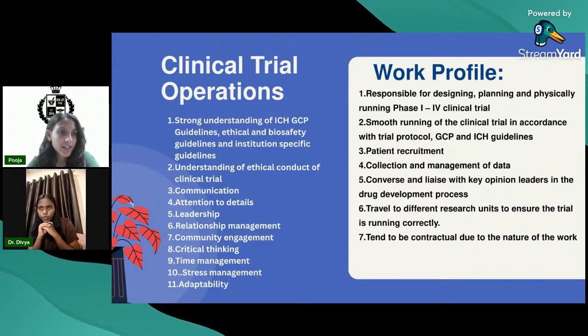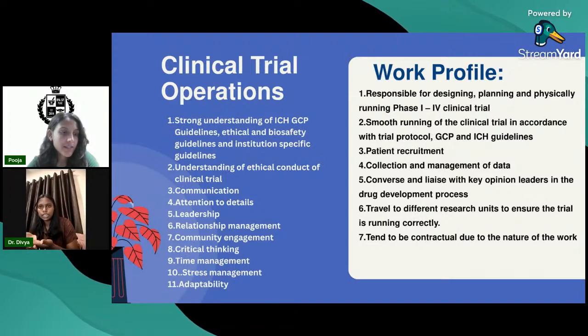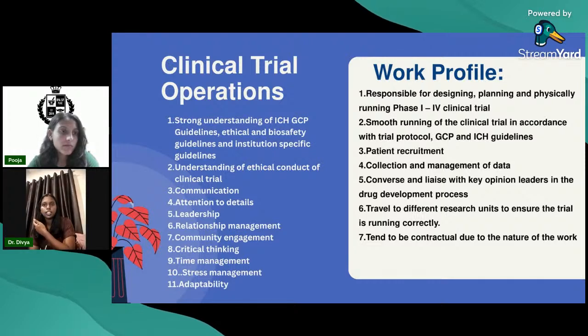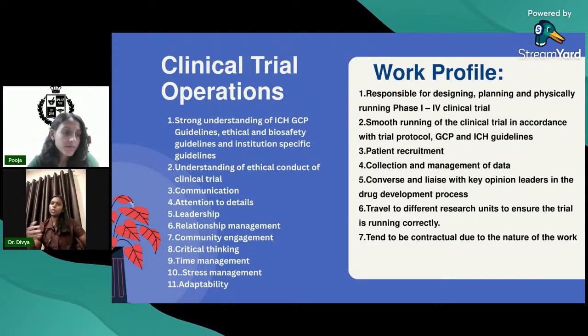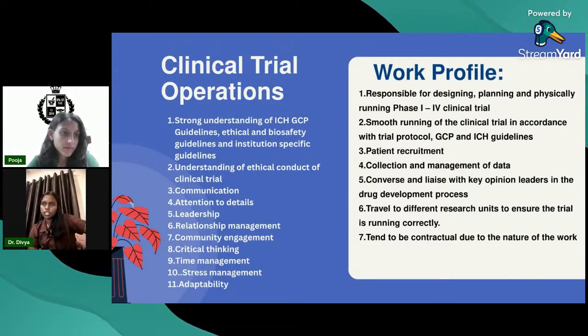There are courses for ICH GCP. You can also do diploma courses in clinical research, which is a very popular course nowadays. It is PGDCR, a diploma in clinical research. So you can do that after BPharm and you can definitely join the clinical research field.